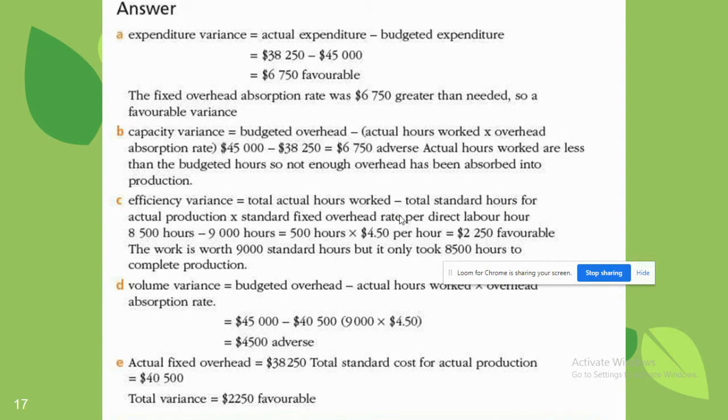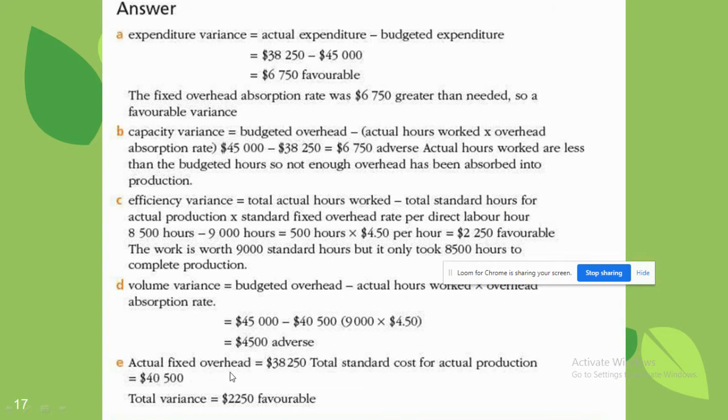So volume variance is equal to budgeted overhead, which is 45,000, minus actual hours worked multiplied by the absorption rate. So 45,000 minus 40,500, which we got as 9,000 multiplied by 4.5. So that means the difference between this and this is 4,500 adverse volume variance. That means there is an adverse usage of the volume.